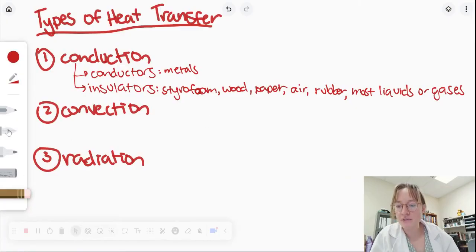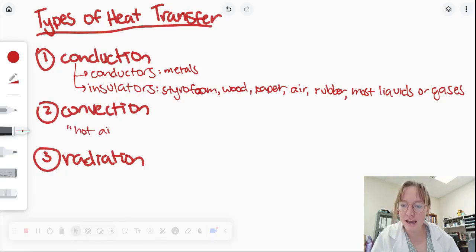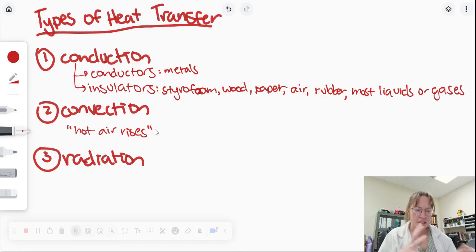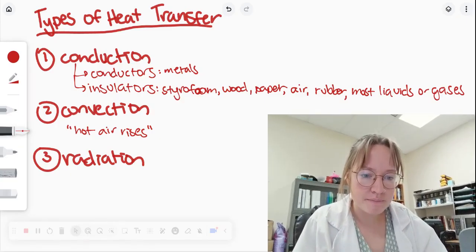Okay, heat transfer by convection. When we talk about heat transfer by convection, the phrase that students always know is that hot air rises. Here's the idea of convection.